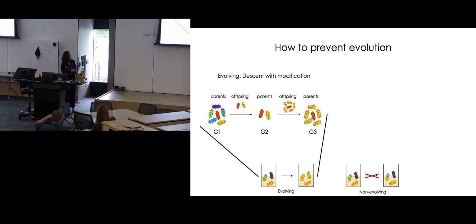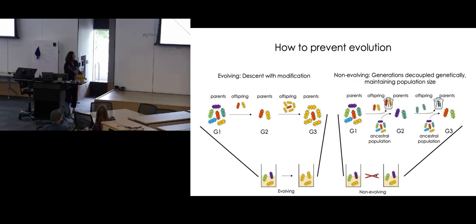So for evolving populations, we've just got your basic descent with modification. Parents give rise to offspring that then become parents, etc. So continuous line of descent. For non-evolving populations, we have those parents that give rise to offspring that we then stick in the freezer and replace them one for one. So like if there were 2 offspring, we replace them with 2 individuals from an ancestral population that is not exposed to the pesticides. So they're not experiencing continuous selection by this pesticide.